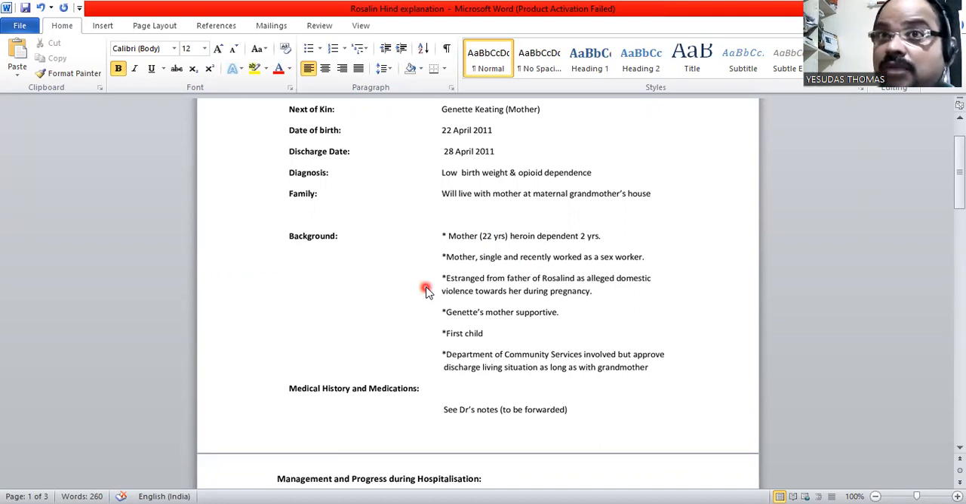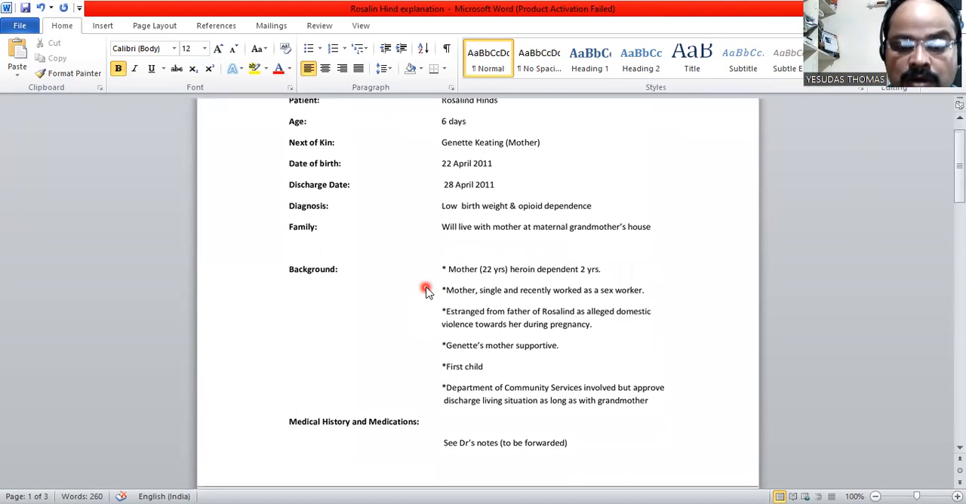Now she's getting support only from her mother. That's Rosalind's grandmother, who is very supportive, and this is the first child. She is a 22-year-old girl who delivered a baby, and right now it's 6 days old.